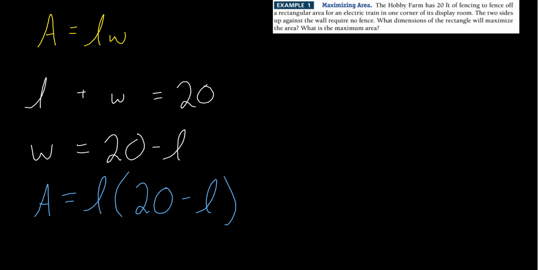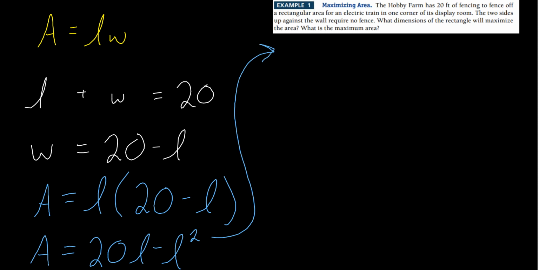Anyways, moving on, let's take the first derivative. Actually, let's just clean it up real fast. We're just going to get rid of the parentheses, so we're going to have 20L minus L squared. And if we take the derivative, A prime, the derivative of 20L is just 20, and then the derivative of L squared is going to be minus 2L.